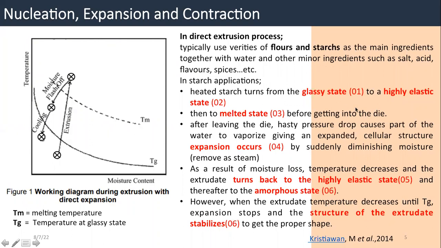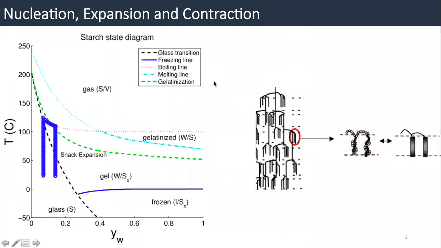Right, so there are six steps, right, seven steps it should be; the number should be corrected as seven. First one, glassy state. It means samanyen flour hari, dan ogol danna palm piti, wheat flour, they are in a glassy state. Then highly elastic state, melt, expansion, again turns back into elastic, then amorphous, and finally stabilize. This is the process inside the extruder. We discussed the expansion process, right? Theruna neda?